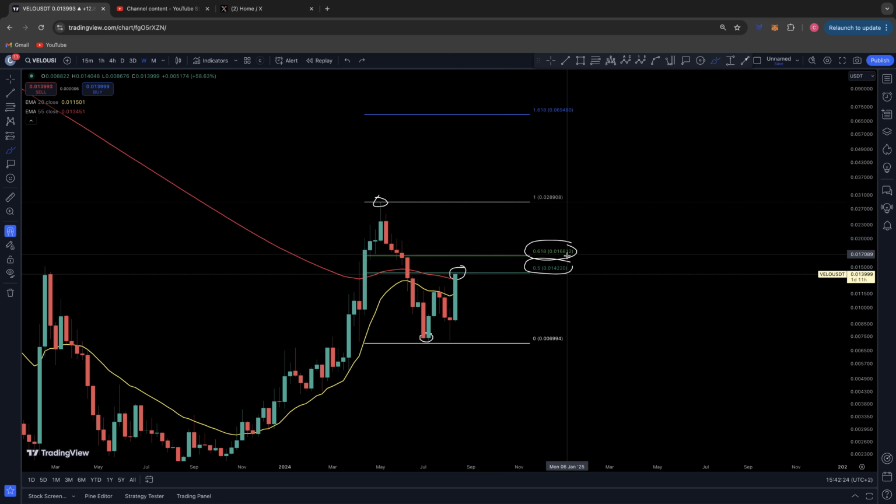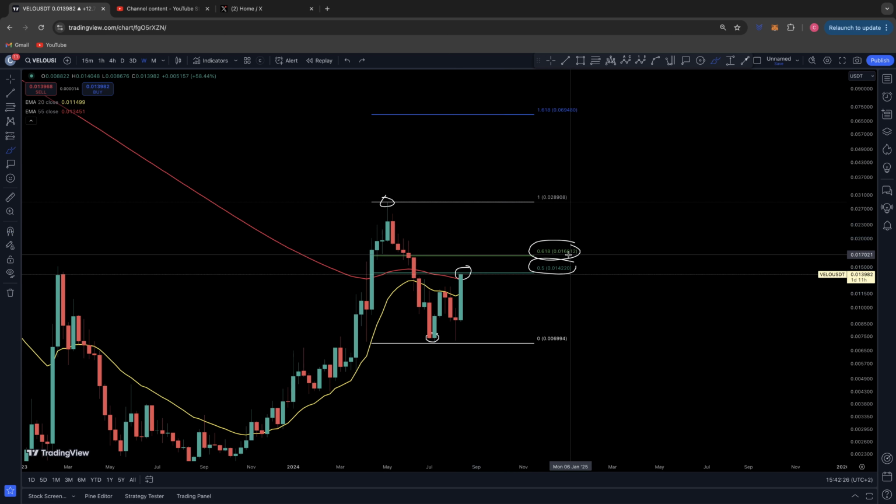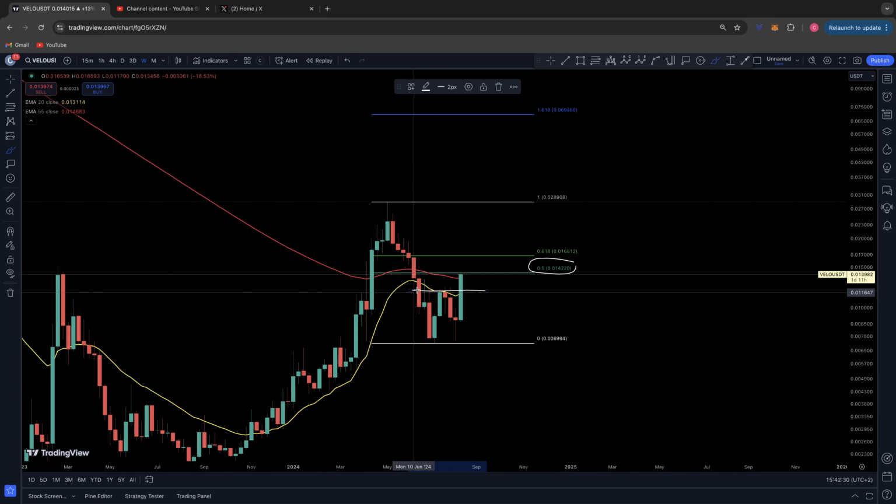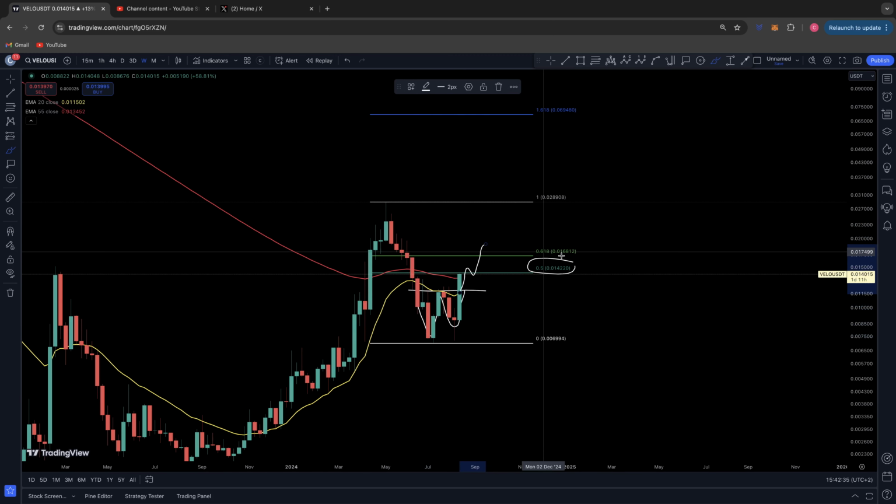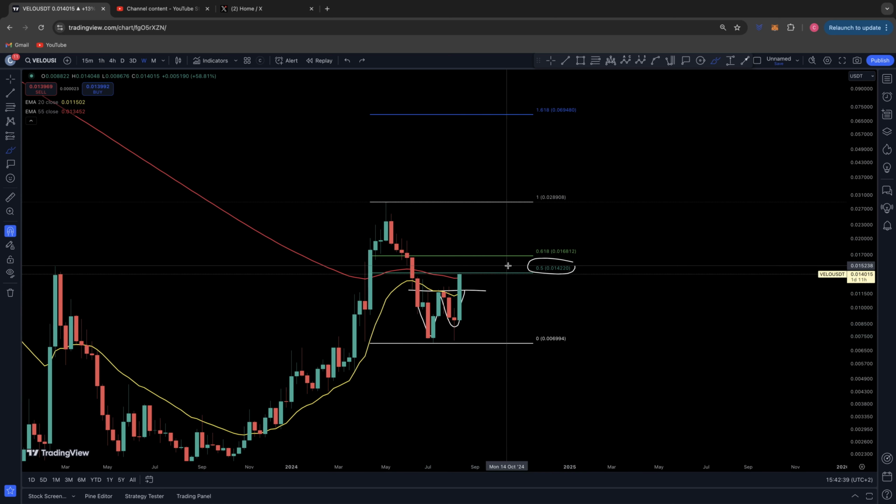Now, why do I think that is potentially the case? Well, as I've said, we've got the breakout target, which sits at the double bottom breakout, which sits at 0.018, which is just a little bit higher and overextending from this 0.618. So that could come into play.